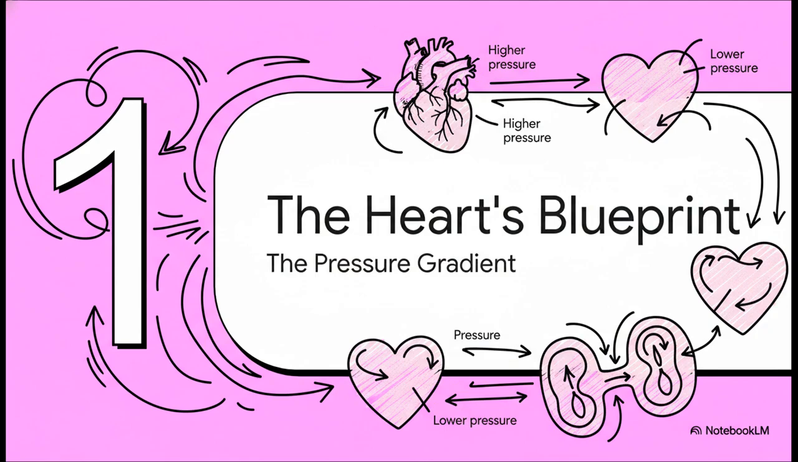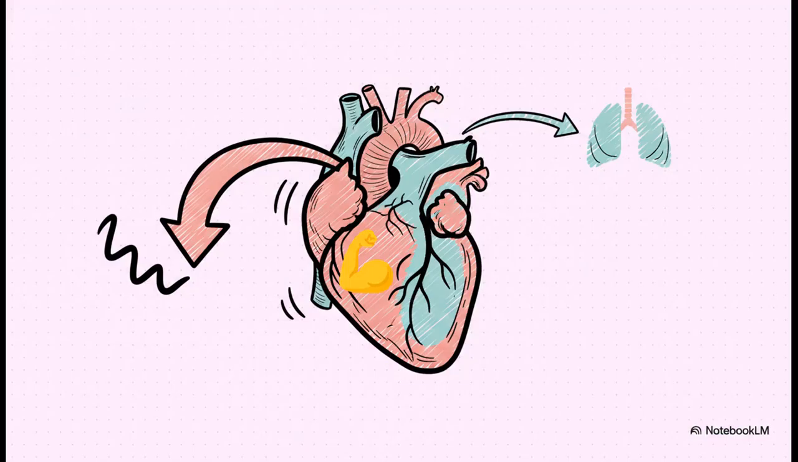Before we can even talk about what goes wrong, we have to get a rock-solid understanding of what normal looks like. And when it comes to the heart, everything, and I mean everything, boils down to one simple rule about pressure. Here it is, the one rule to rule them all: blood always flows from an area of high pressure to an area of low pressure.